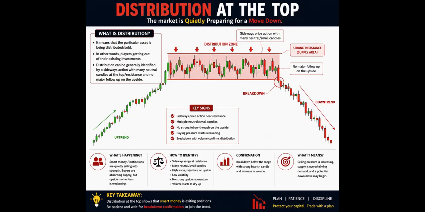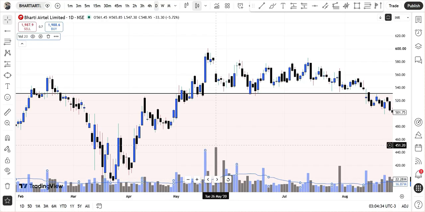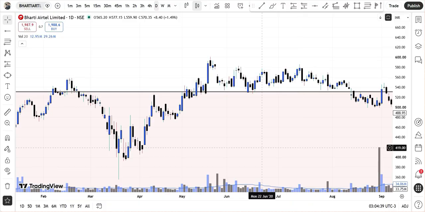Part 2: Distribution. What is distribution? Now let's look at the opposite situation. Distribution means that an asset is being distributed or sold. In simple terms, existing holders or larger participants may be gradually getting out of their positions. This generally becomes important near the top of an established uptrend. Price has already moved significantly higher. Then it reaches a major resistance area. Instead of continuing strongly upward, price begins moving sideways.